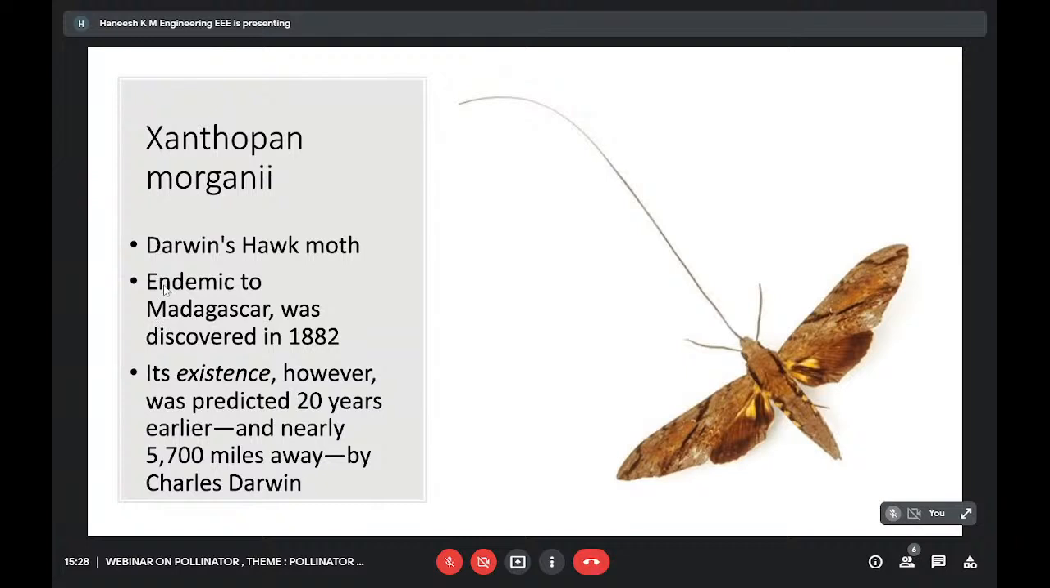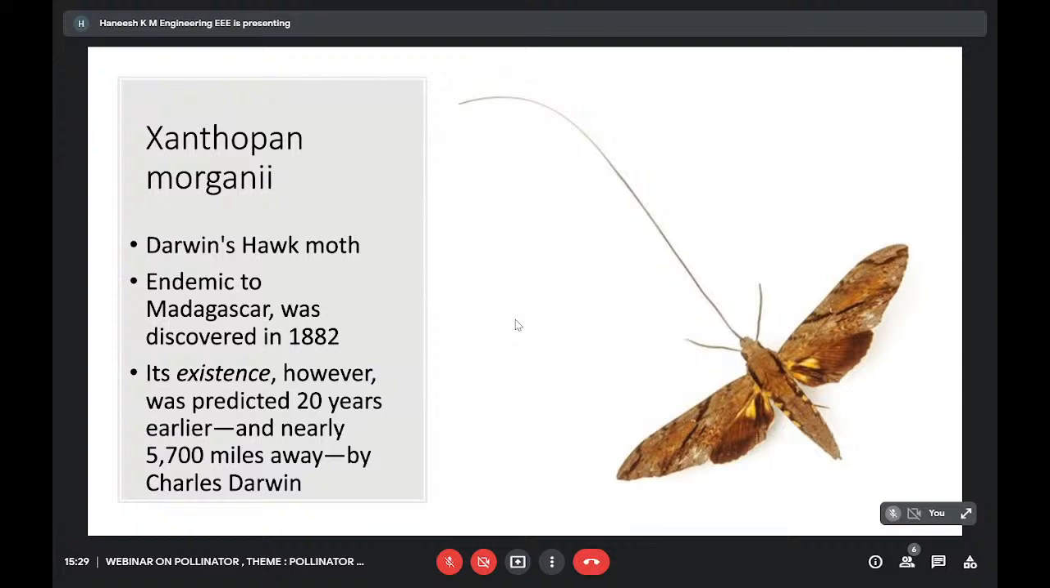Actually, this is known as Darwin's hawk moth. It was discovered in 1882, during Darwin's age, in Madagascar. But such a creature with such a long proboscis was actually predicted by Darwin much earlier, around 20 years before it was discovered. He predicted that there could be such an insect because it has a long proboscis.